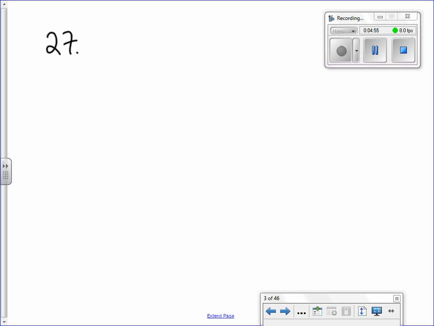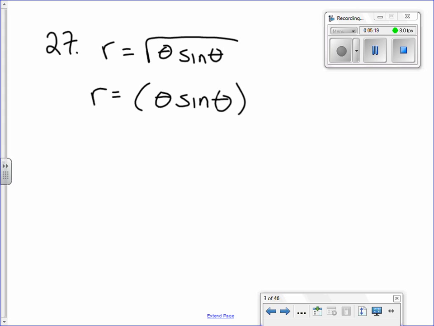No one's supposed to read that stuff. Okay, this is 27. The square root of theta sine theta. They're reading ahead in the notes. Okay, well, we're not going to leave it like this, right? Square root. First, you asked for 27, right? So the first thing, you wouldn't leave a square root. You'd replace that with the exponent, right?